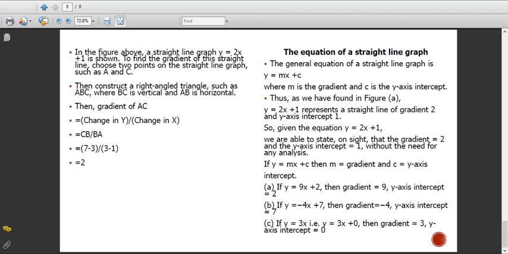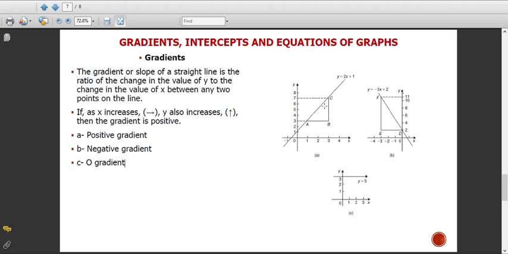So we can read off gradients and intercepts from the line graph, but before we go to that, we are going to see how a gradient is got from a straight line. So we always construct a right-angled triangle such as ABC. We are going to use graph number 1. So we construct a right-angled triangle, and we've said that a gradient is the change in the y value over the change in the x value.